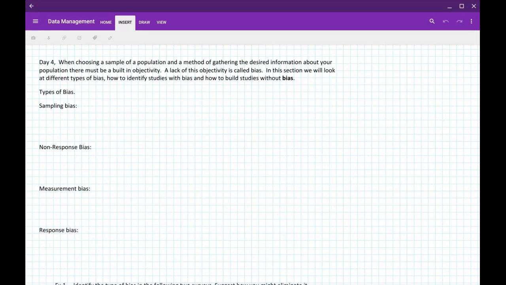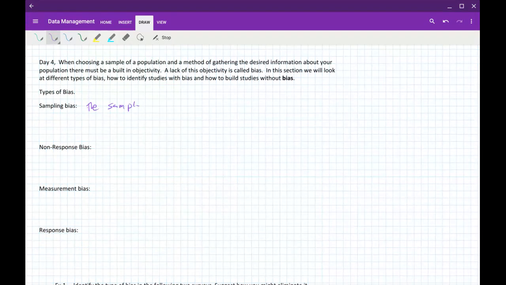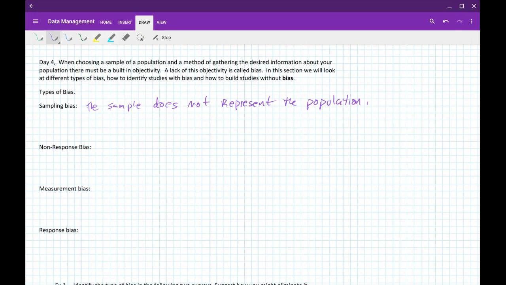So basically, what we would say here is that your sampling bias is that the sample does not represent the population for whatever reason. Okay.